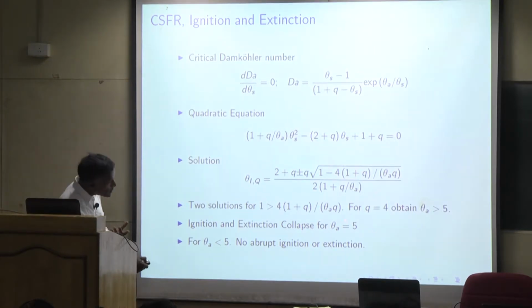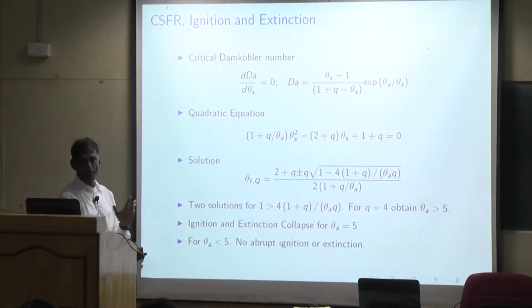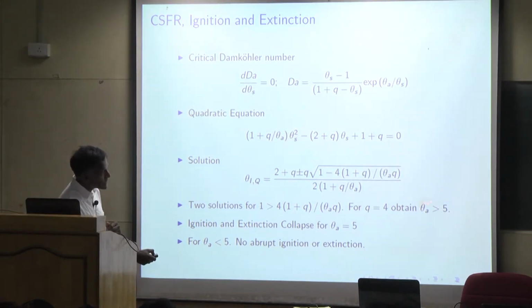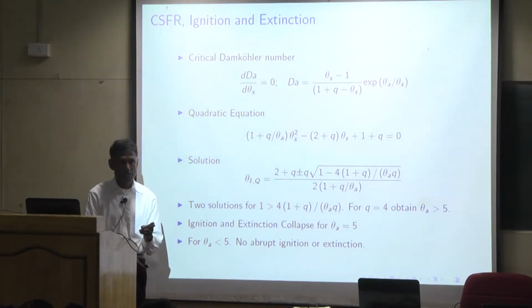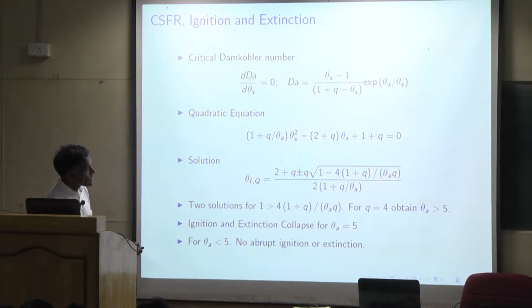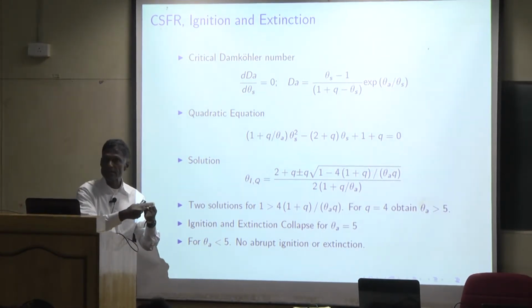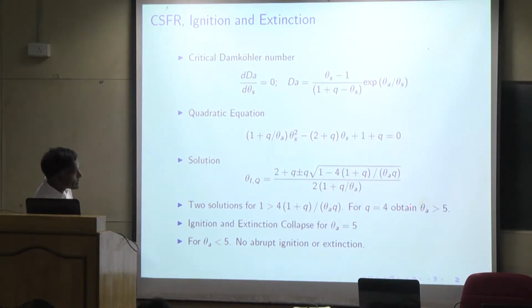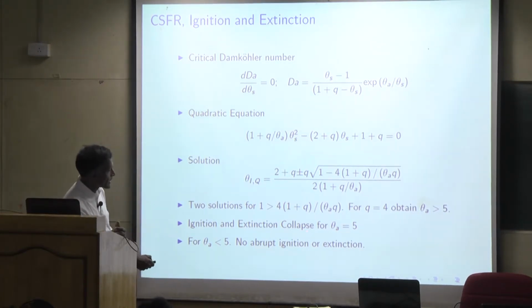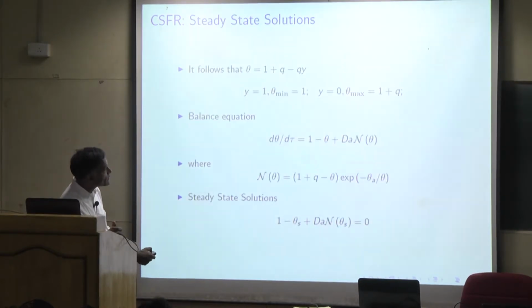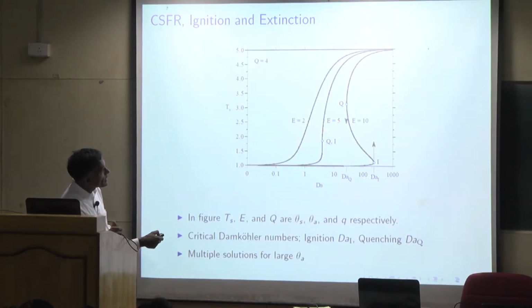So you can see that if I select the value of Q as 4, then you obtain the relationship that when the activation temperature is greater than 5, there are two solutions possible. So if activation energy is greater than 5, you have both ignition and extinction. If the activation energy is 5, the ignition and extinction collapse, and for theta less than 1, there's no abrupt ignition or extinction. Now this exactly agrees with this particular formulation.